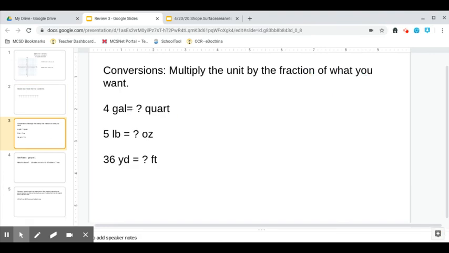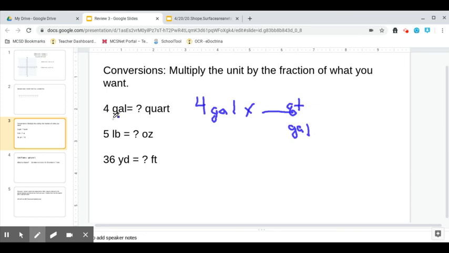Here, conversions. We want to multiply the unit by the fraction of what you want. Okay, that might not make sense to you, but let's look. I have 4 gallons. What do I want? I want to know quarts. So I'm going to multiply the fraction of what I want. And I'm going to put quarts on the top because I want to know quarts.